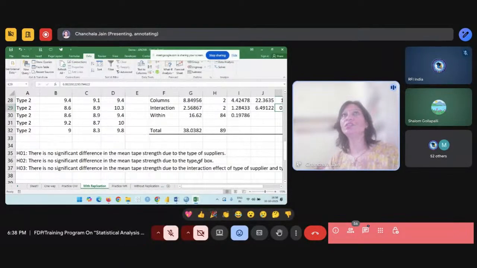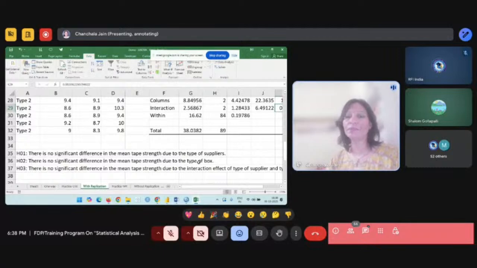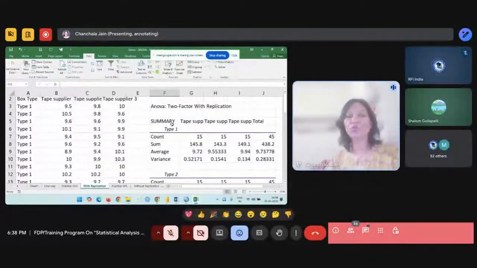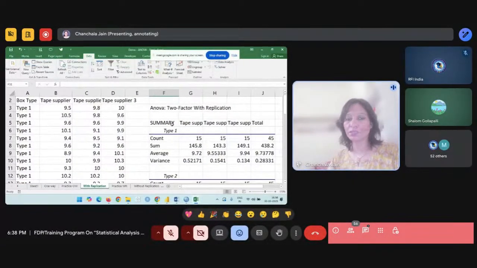Whether you are changing your supplier, it is impacting the tape strength. Whether you are changing the box, it is impacting the tape strength. Whether you are considering both, meaning from this supplier, this particular box you have taken, it is making an impact on the tape strength. This is about the two-way ANOVA with replication case.